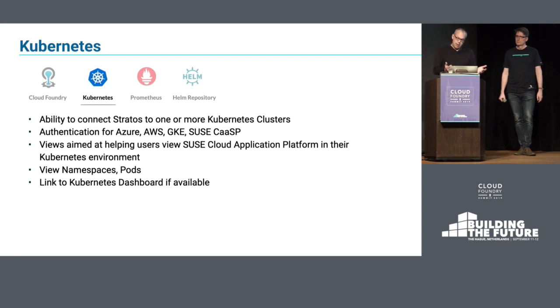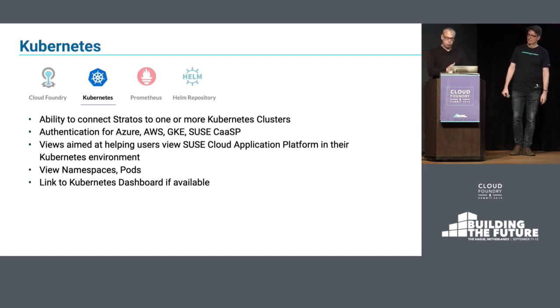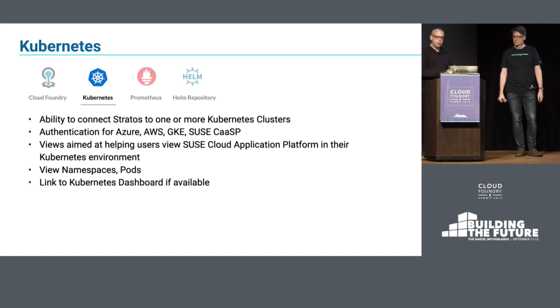And again, we've added support for different authentication mechanisms, so you can do that for Azure, GKE, SUSE, AWS, all of those. And we've got some initial views that are targeted initially at our own SUSE Cloud Application Platform. So you can look at, you have that deployed, how's it running, you can get some metrics. And over time, we want to build those out. We've got some ability to look at namespaces and pods, and we're adding some more functionality around integrating other open source projects like the Kubernetes dashboard.